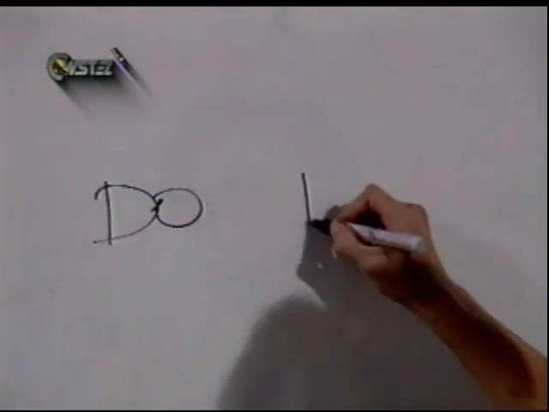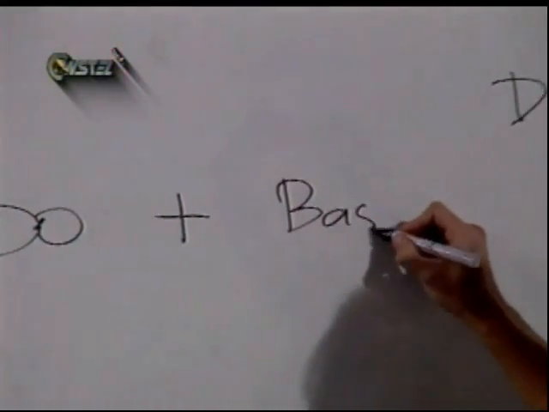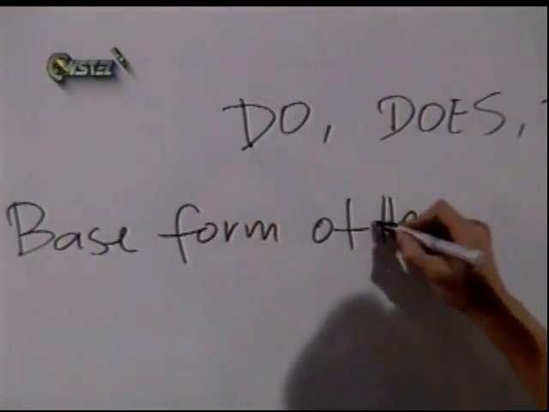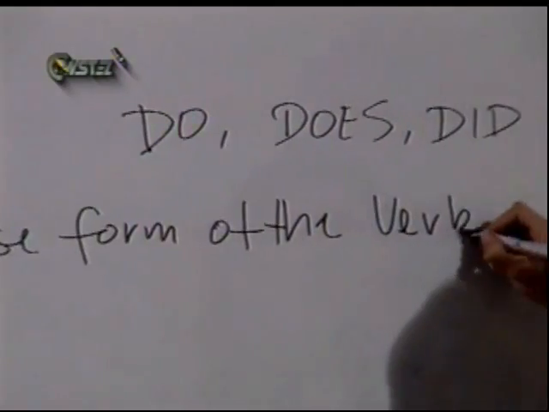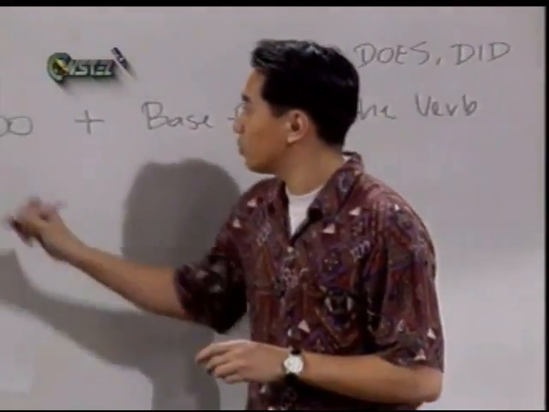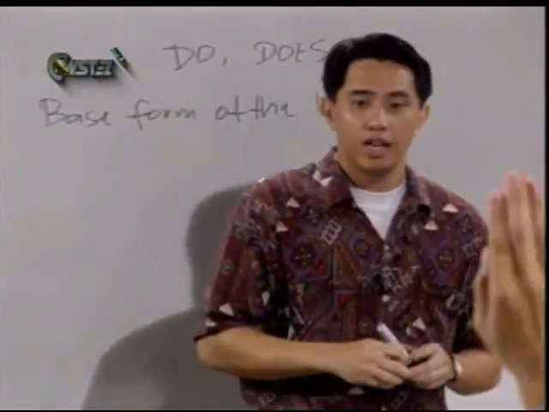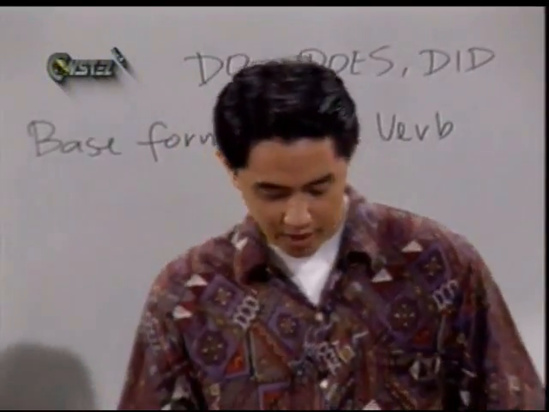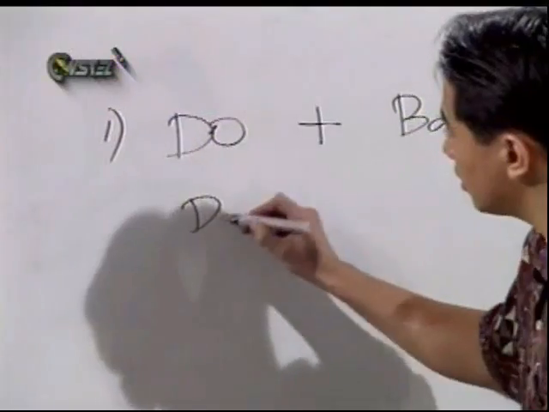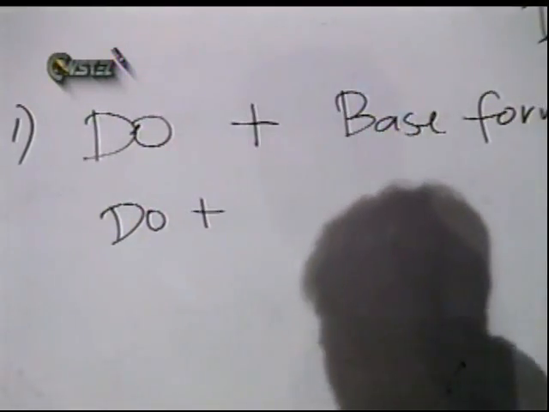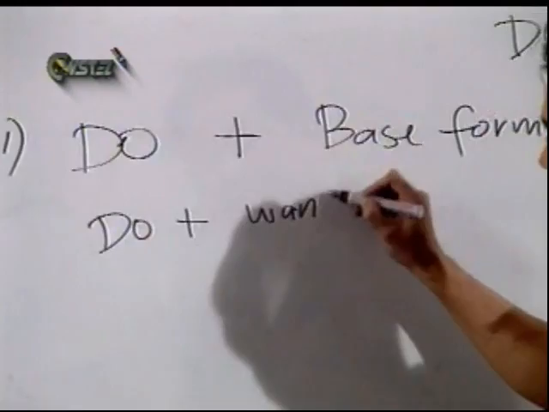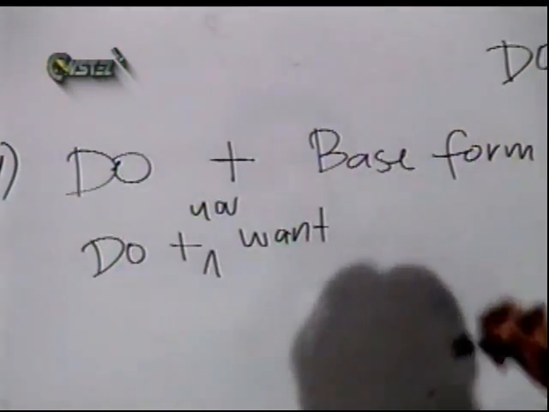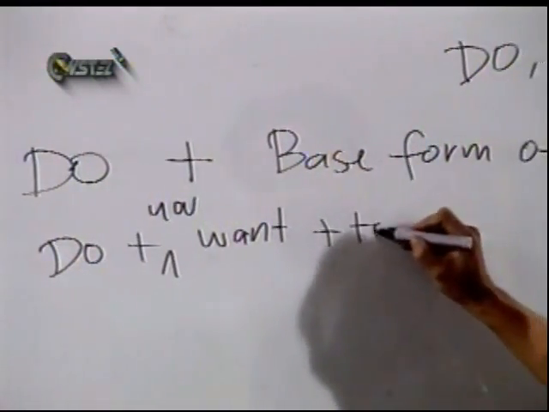Do plus base form of the verb. Now, who can give me an example for rule number 1? Yes, Jesse? Do you want to go swimming? That is correct, Jesse. That is do plus the base form of the verb is want, you, plus to go swimming.